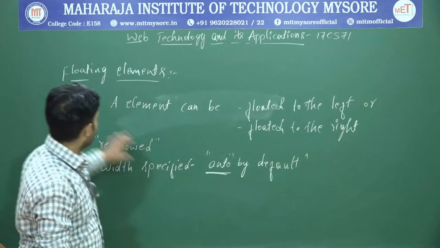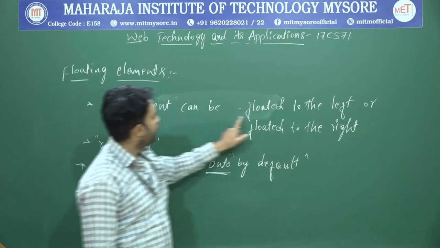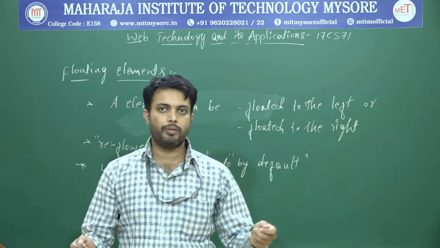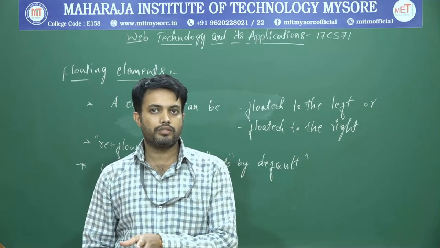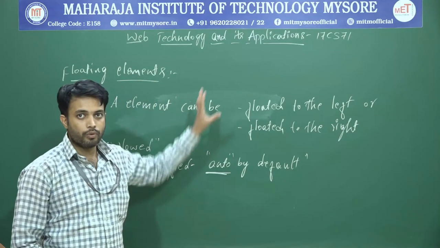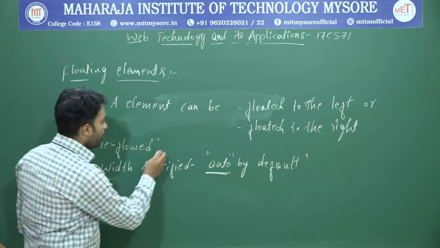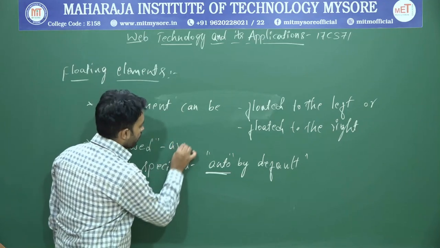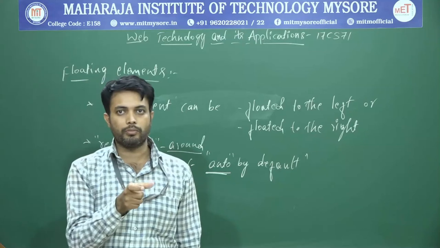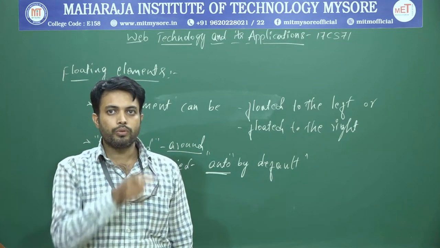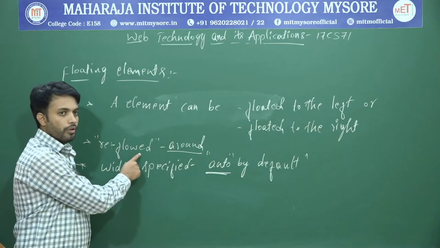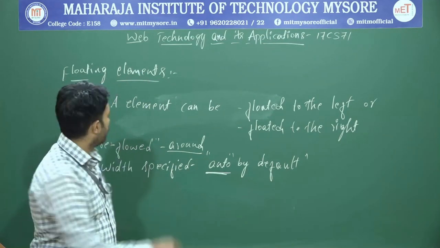As I already told you, a floating element is nothing but an element that can be floated to the left or to the right. When you resize web pages, some elements will move towards the left or towards the right. Is it right? Okay. That is what we call floating elements. And again, the elements around these floating elements. If one element is floating, what about the elements beside it? Those are also reflowed according to the floating element.